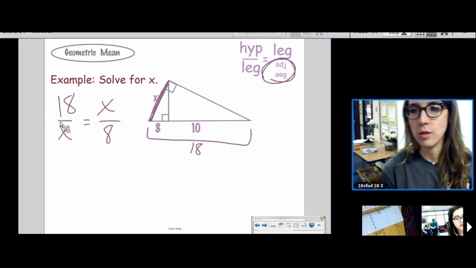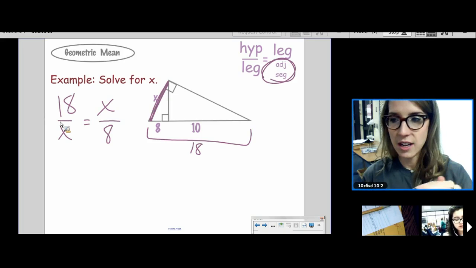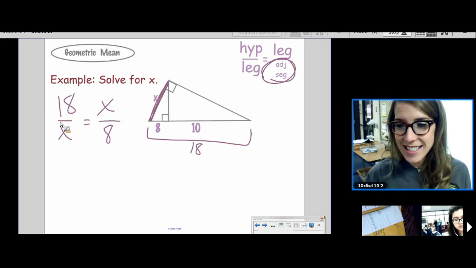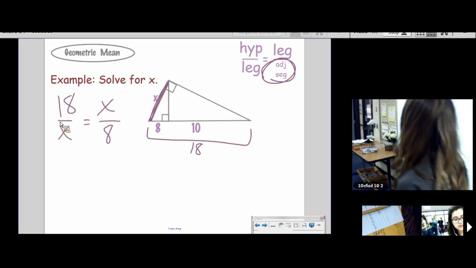Adjacent means next to. So you take the segment that's touching the leg you're looking for. I made it pretty again. What's the answer? I'm doing this for you guys.